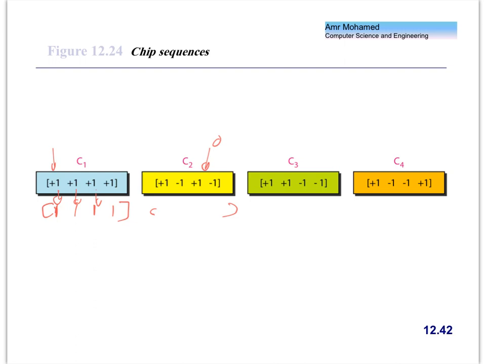The other condition is if you multiply any two codes, the answer is always 0. So we multiply here 1, minus 1, 1, minus 1. Answer is 0. You try it on C1 and C3, the answer is always 0. So for any two codes, the dot product of these codes is always 0. So it's simple.